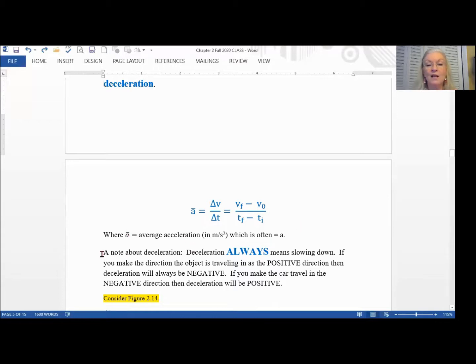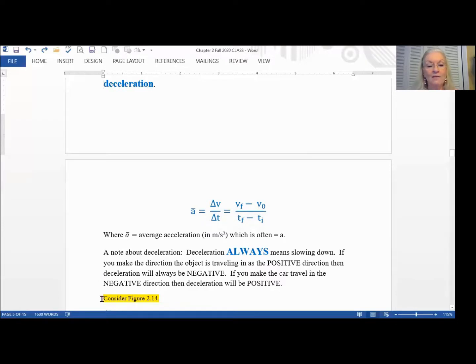the two. So deceleration always means slowing down, and if your direction of travel is positive, that means your deceleration is going to be negative. Typically, a negative acceleration means you're slowing down.